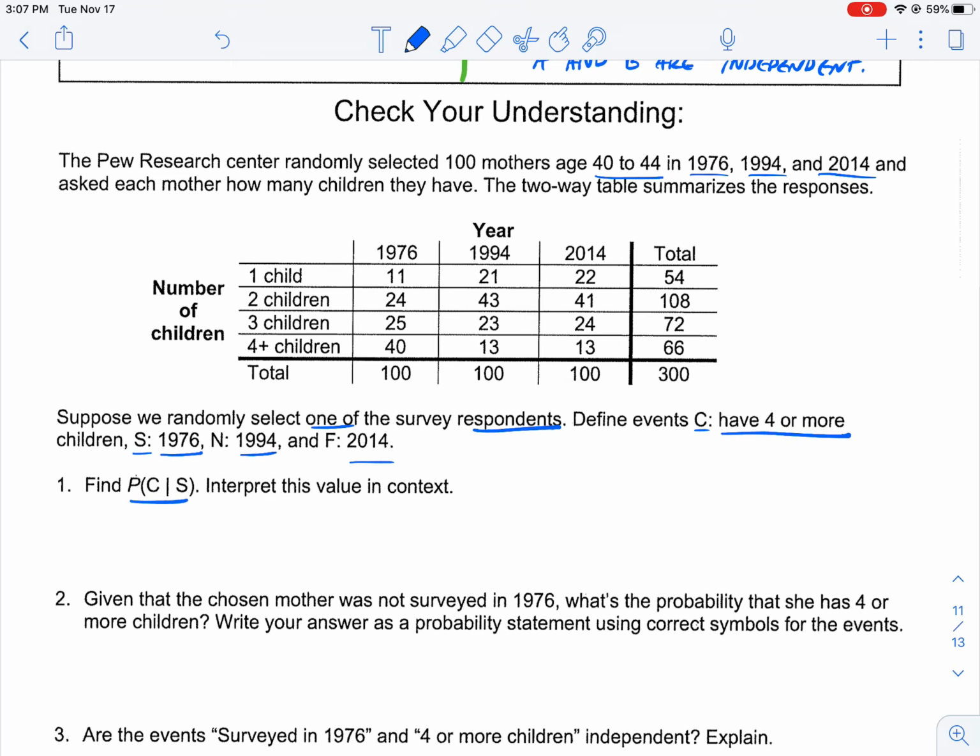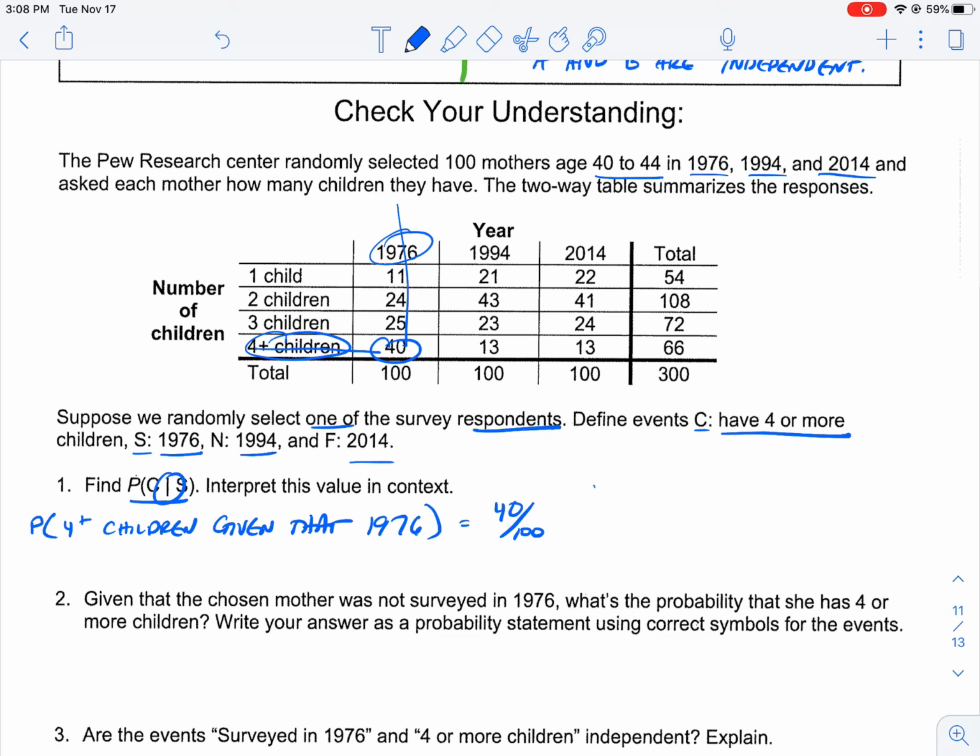So probability of C given that S is the probability of 4 plus children given that it was 1976. Remember, this line means given that. So that's kind of shorthand for that. So probability of 4 plus children given that it was in 1976. So 4 plus children, 1976, follow the columns, boom. So in this case, this is 40 over 100.